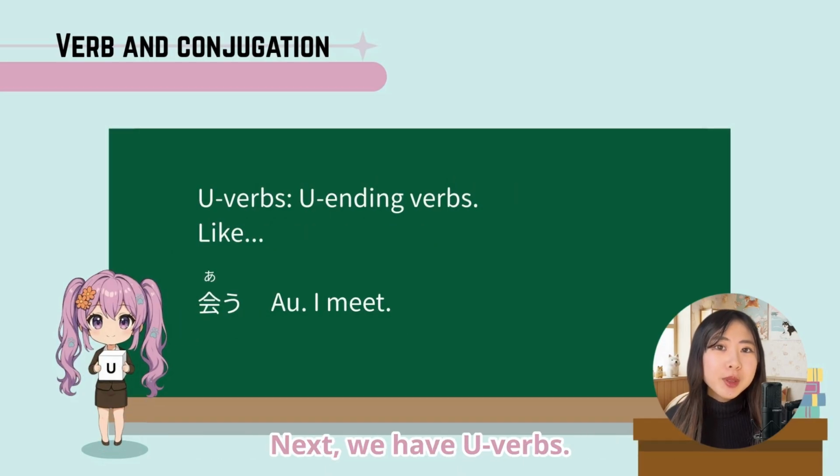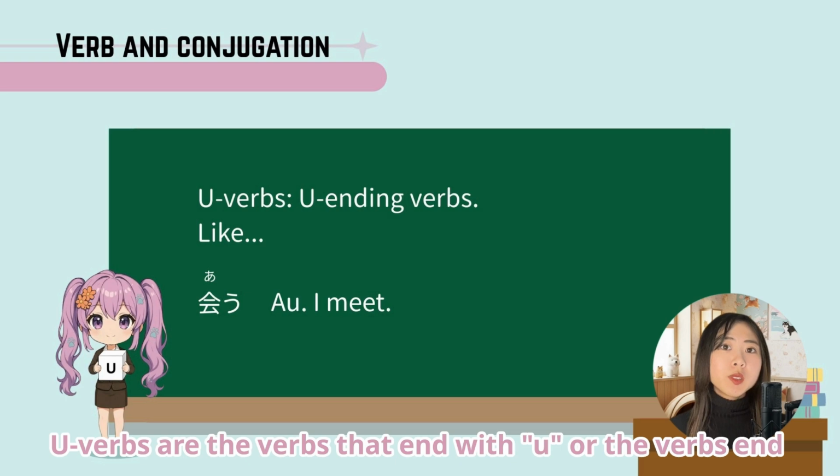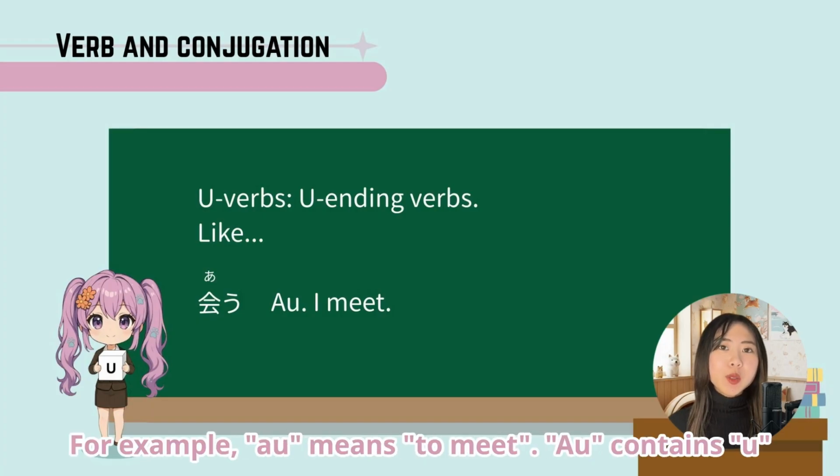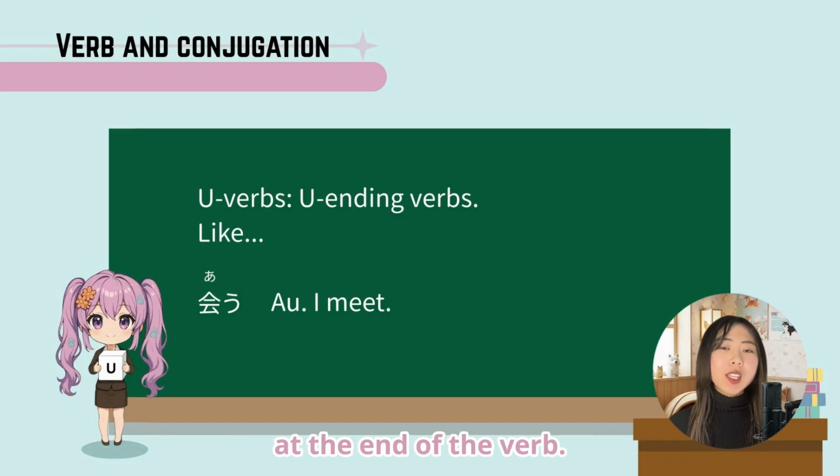Next, we have U verbs. U verbs are the verbs that end with U, or the verbs that end with ru and have no I or E before ru. For example, 会う means to meet. 会う contains U at the end of the verb.